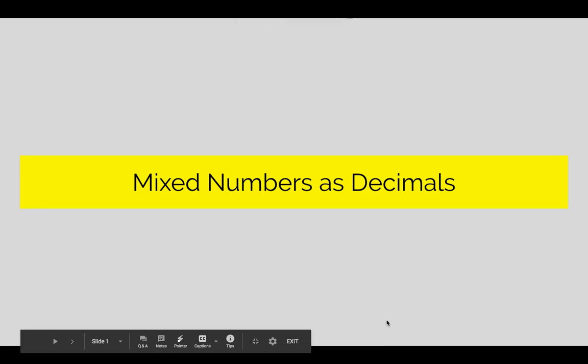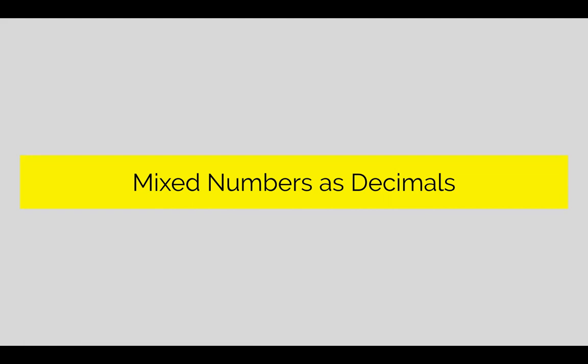Hey, fourth graders. So for today, we're going to be talking about how to write mixed numbers as decimals. So let's review from last week. Here we have the fraction 7/10, or we can say 70 hundredths.